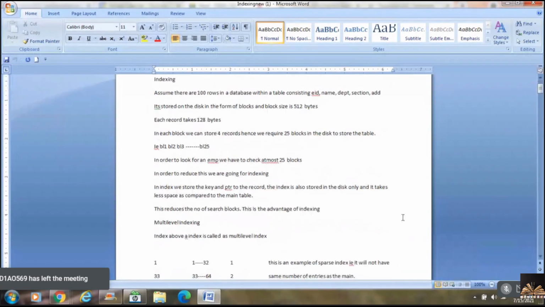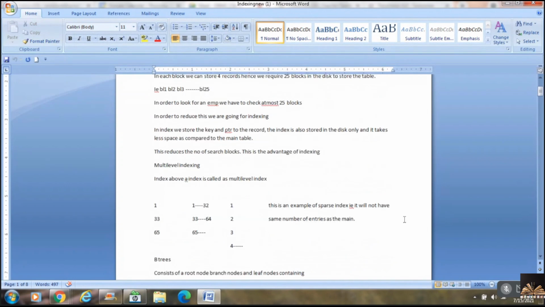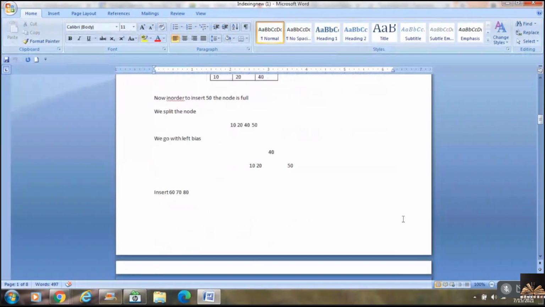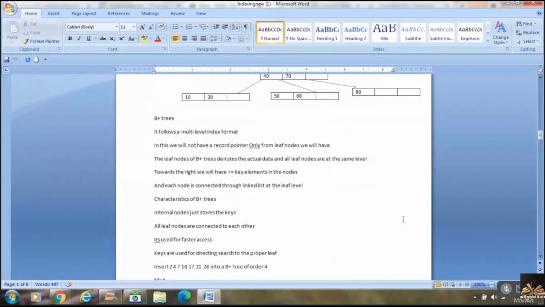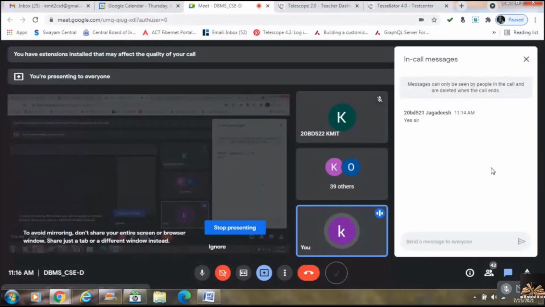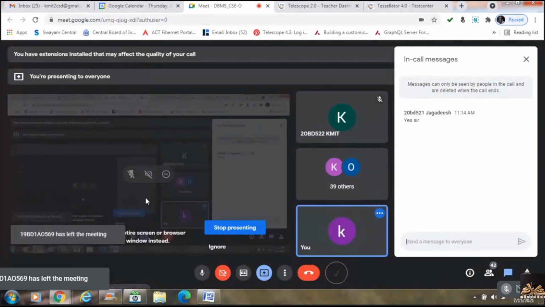So I think this is what I've told you, why we are going with the concept of indexing. So what are the benefits of going with indexing? Already I've told you. We'll be starting with B plus trees: how we insert data into the B plus tree, how you search for the data, and all that stuff we'll be looking at in today's session. Okay. I hope I'm audible.